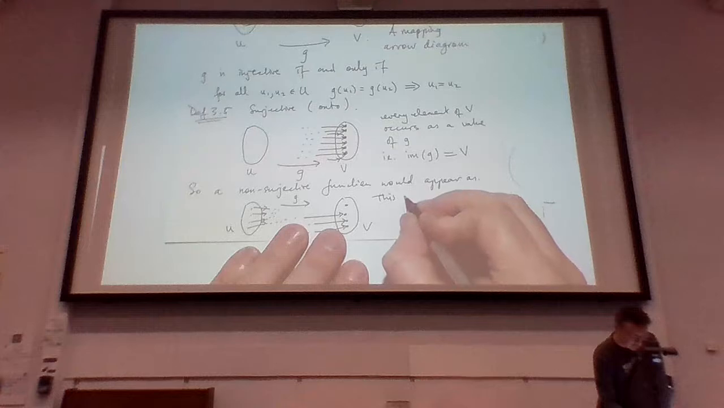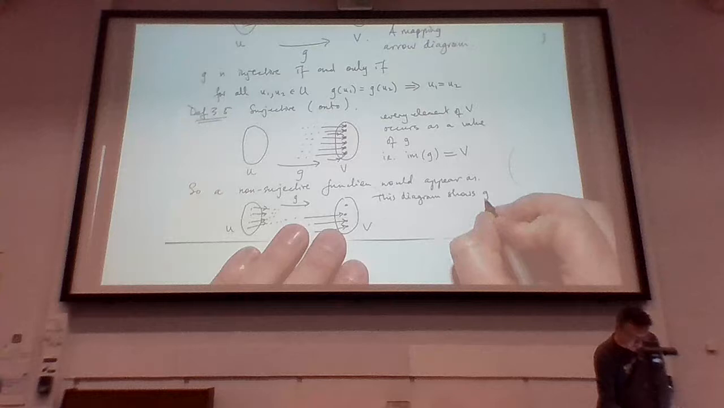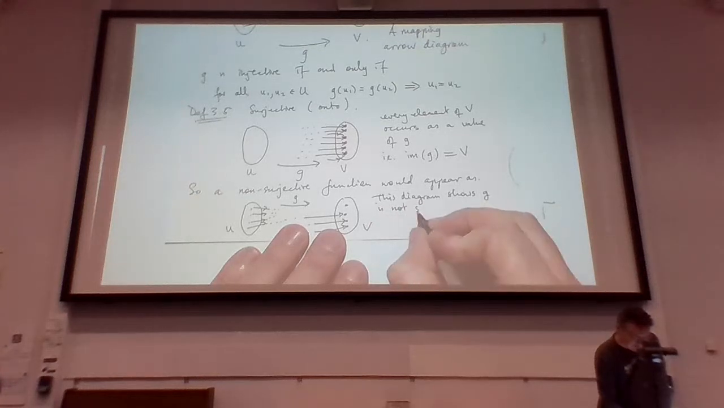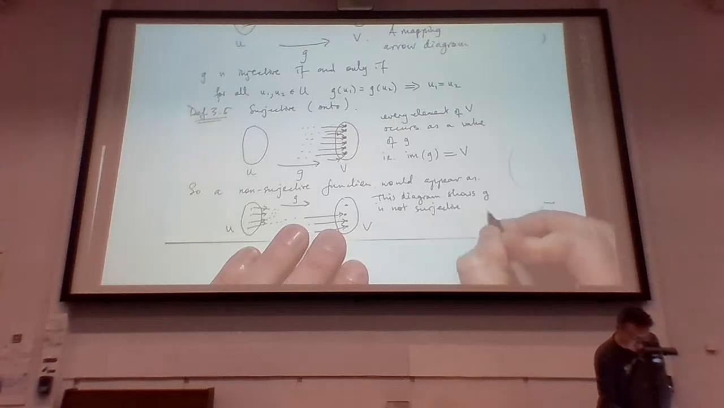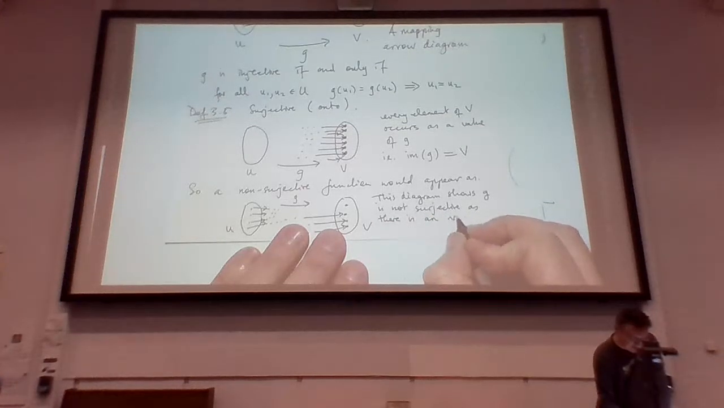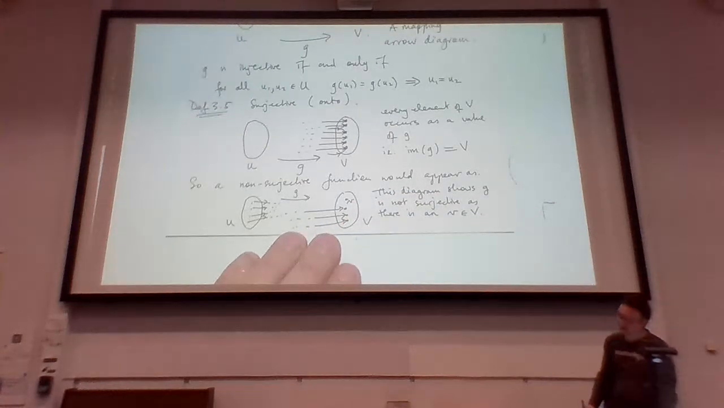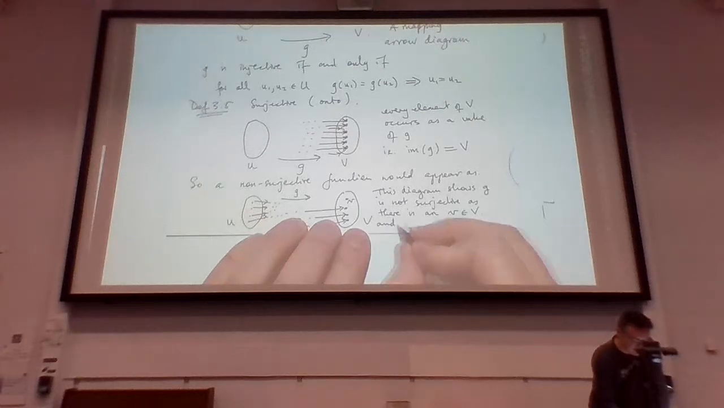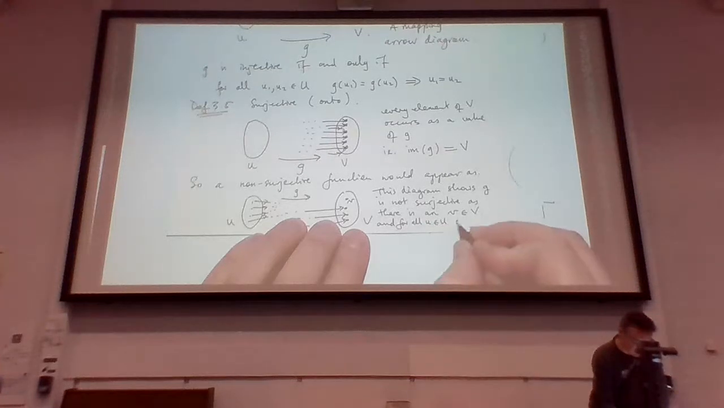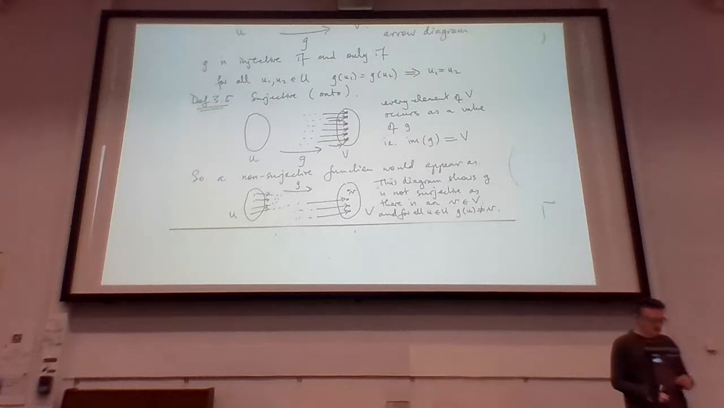This diagram shows G is not surjective, as there is an element B, this one up here, an element little b in the set B, and for all U in U, G of U is never B. So that's an example of non-surjective.